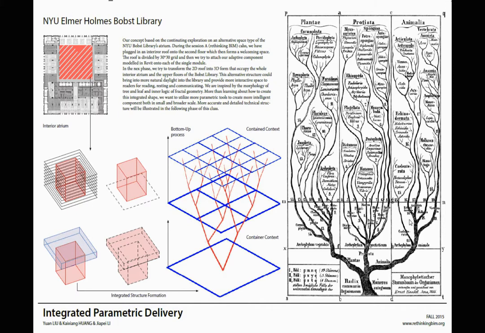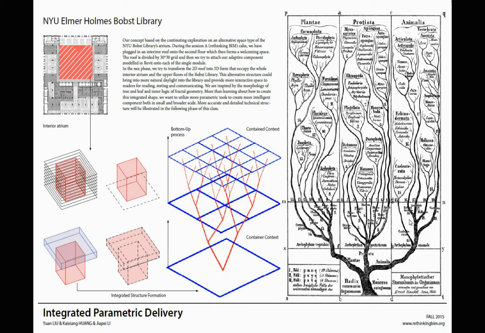Our concept is based on the continuing exploration of the alternative space type of the NYU Bobst Library atrium. In section A, we are trying to use a roof that is divided by a 30 by 30 grid and then attach them to the adaptive component modeling in Revit.